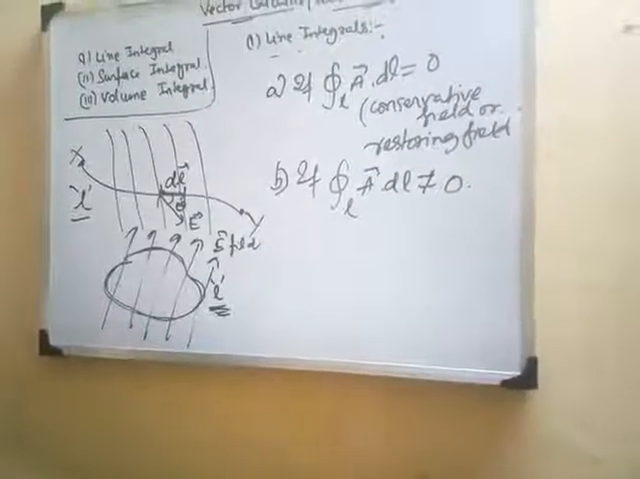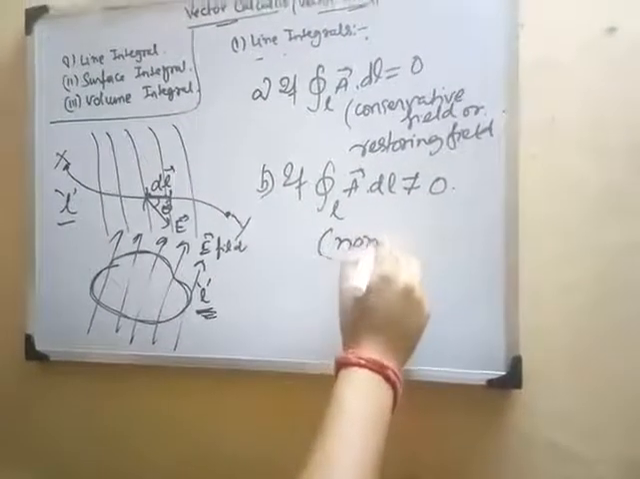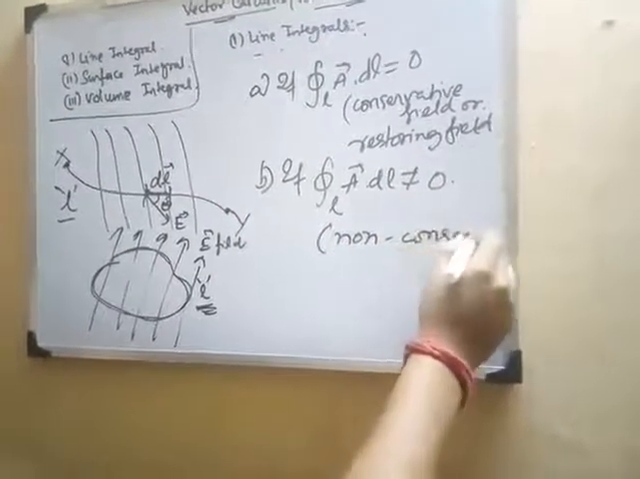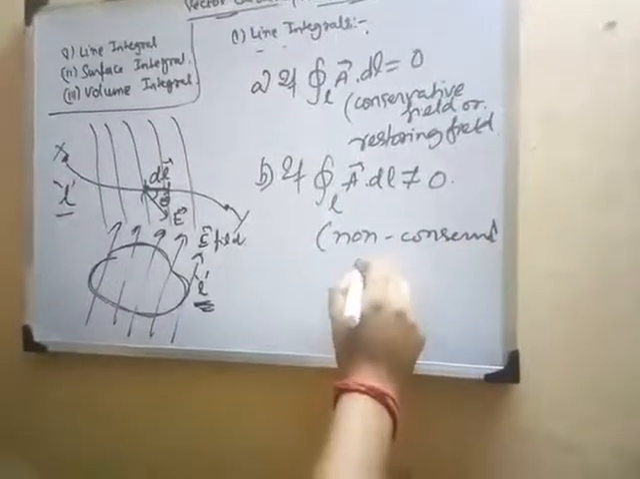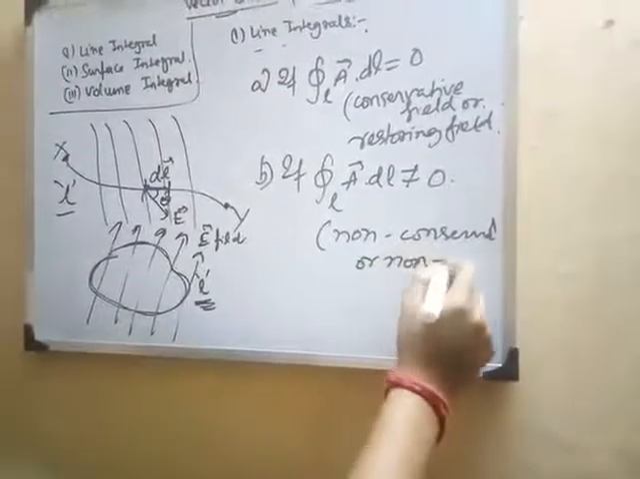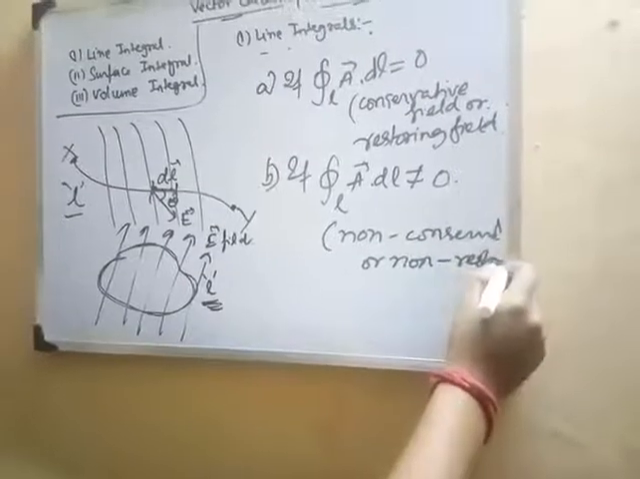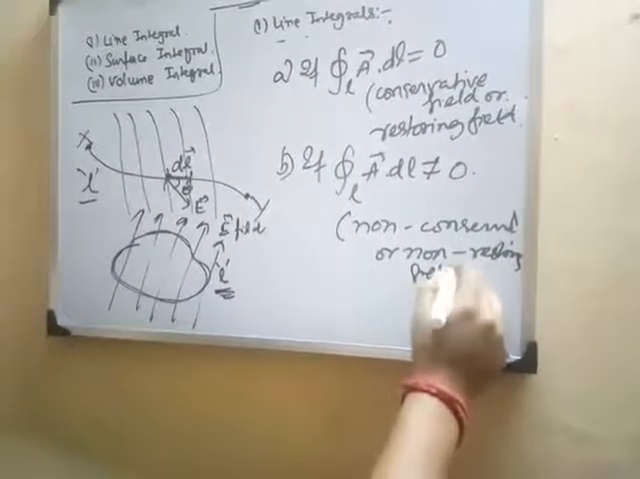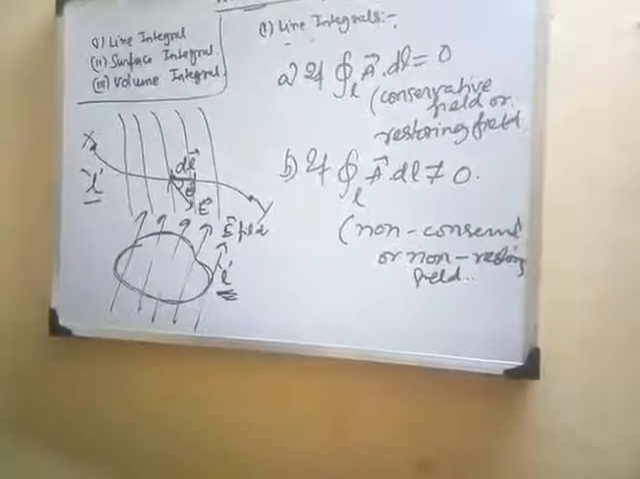And the second point is, if this closed line integral of any vector A dot dl is not equal to 0, then these are called non-conservative, or you may say it is a non-restoring field. So this is all about line integrals.